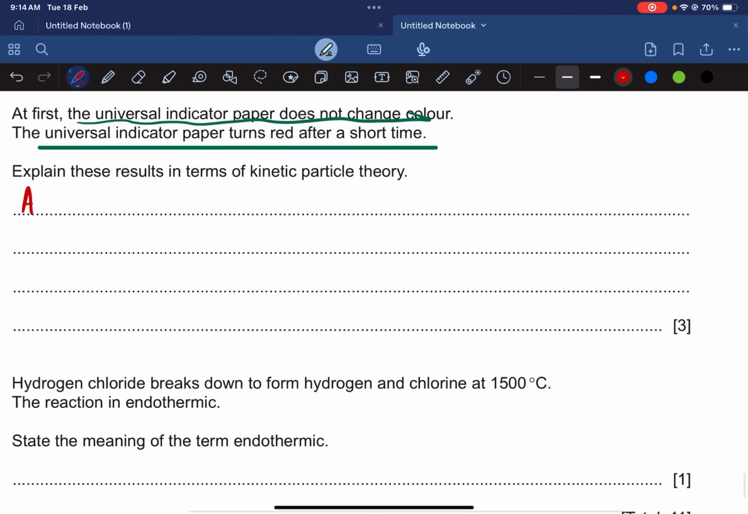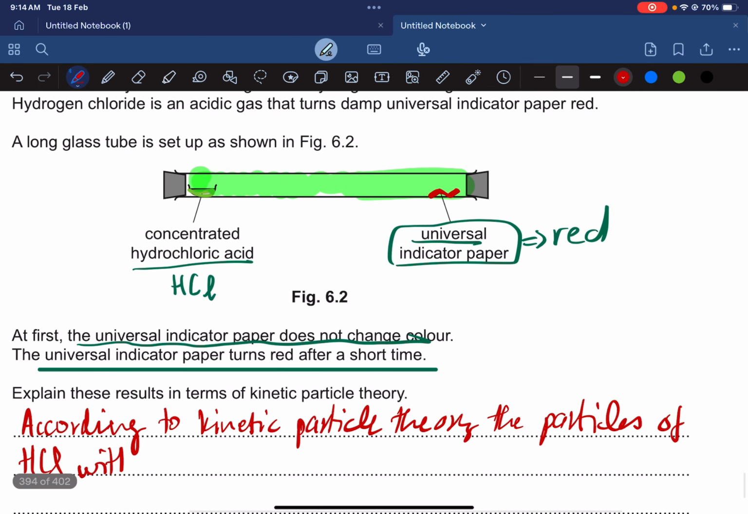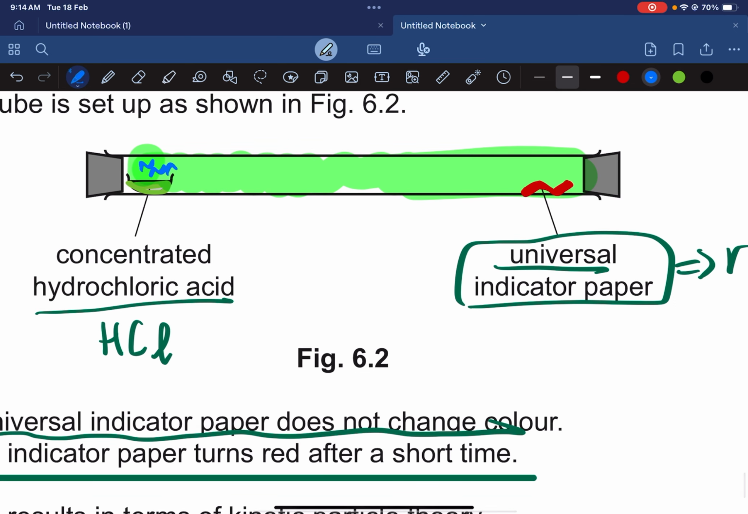Okay, that's easy. According to kinetic particle theory, the particles of HCl, what is basically happening? What do you guys think about this? Don't you think it's diffusion? Particles from here, where they're in higher concentration, move to an area where they're in lower concentration. So that is diffusion. Simply diffusion is occurring.